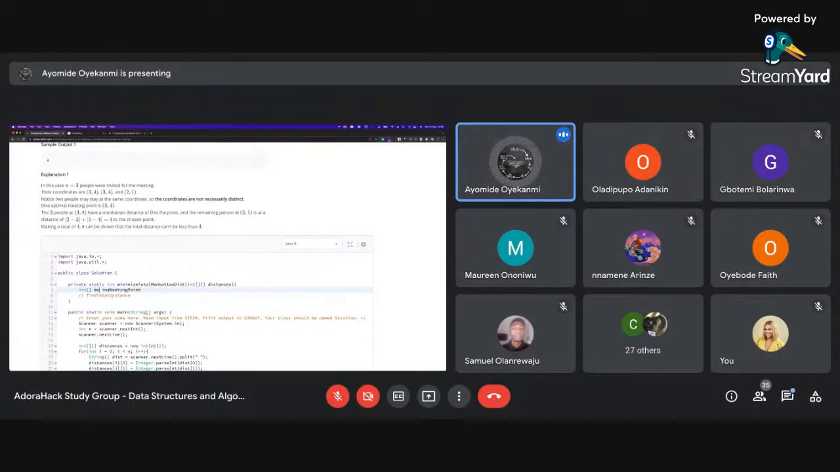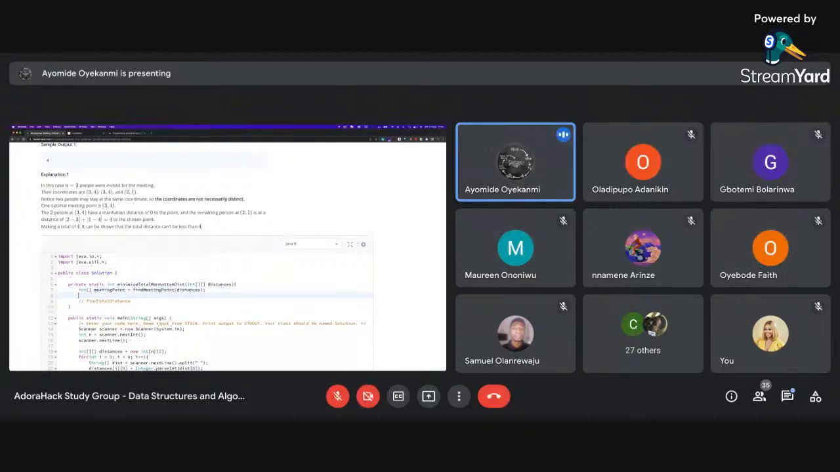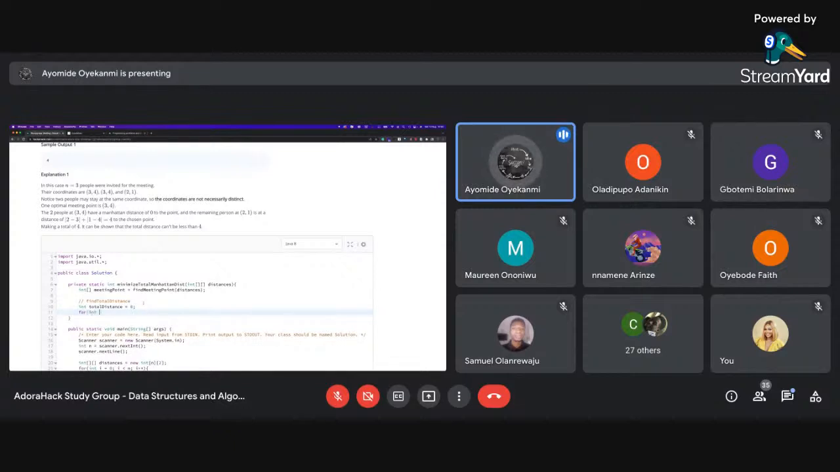We will call this meeting points, and call a method that does find meeting points, passing distances. This is an abstraction for now. We don't really care right now what it's doing. But after we get the meeting points, we now know that we need to find the total distance that everyone has traveled to that meeting point, right? So we just do total distance is equal to 0. Then we go over each distance, find the distance to the meeting point and add it to the total distance.